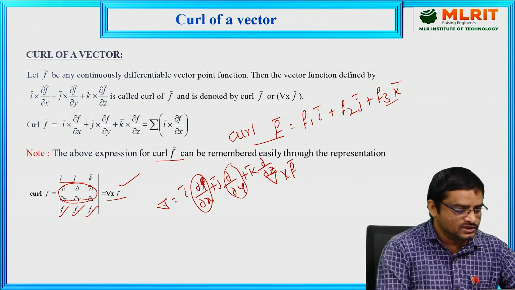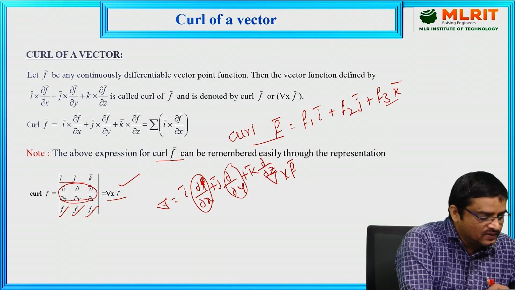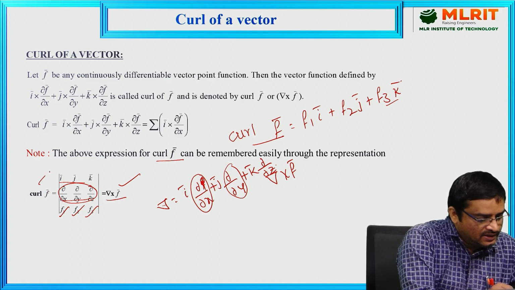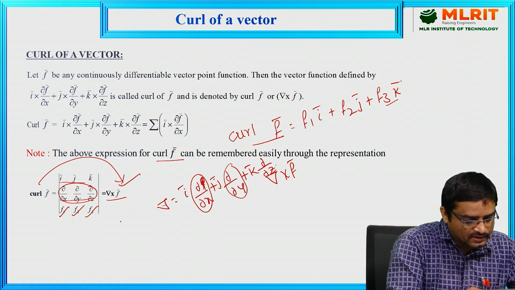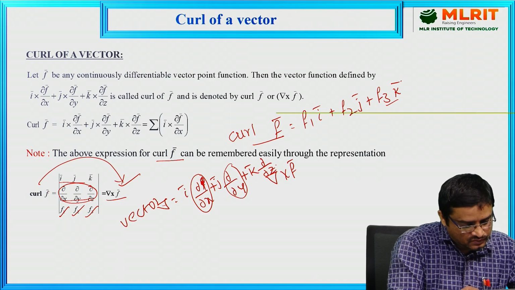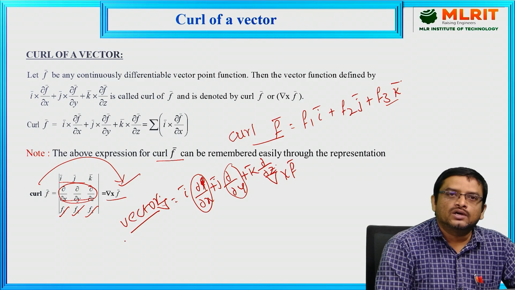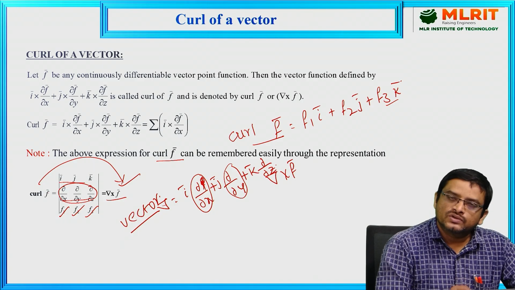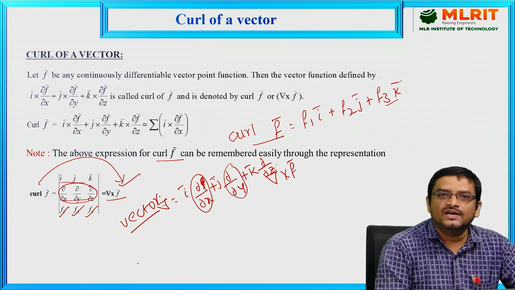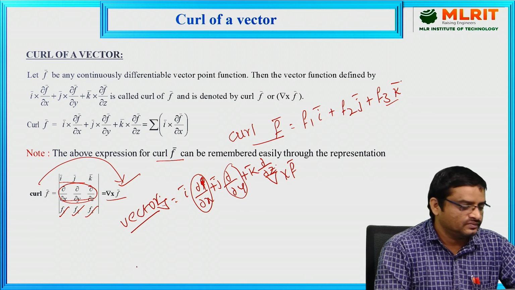So whenever we apply the curl to a vector point function, the resultant is also a vector point function. Whenever we apply the curl concept to a vector, finally the resultant is a vector itself.